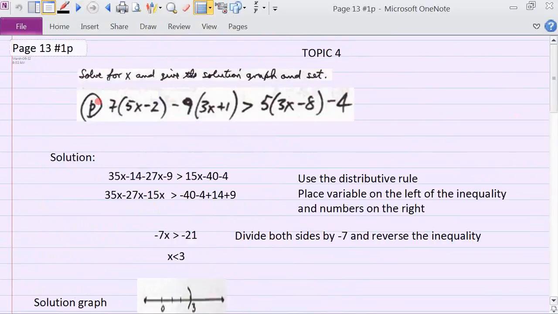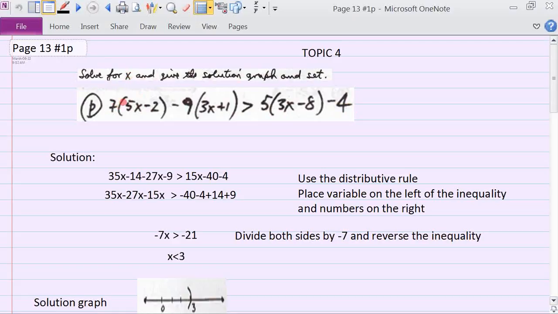Okay, so now we're going to number 1p. We look at this equation, and what are we asked for here? We're asked for the values of x that make this inequality true. So we have this inequality, and we want to know the values of x that make that inequality true.